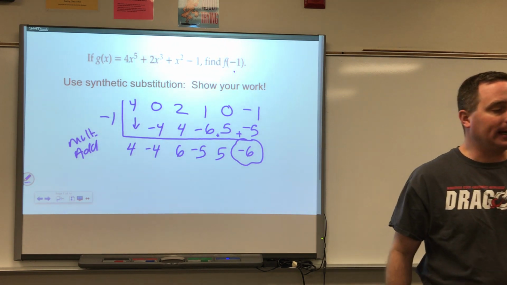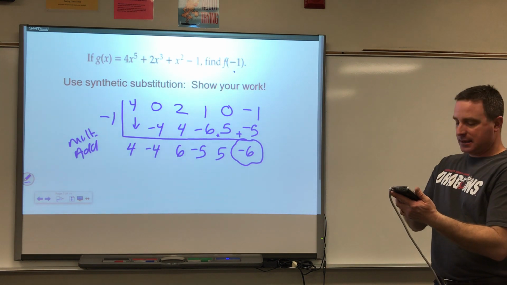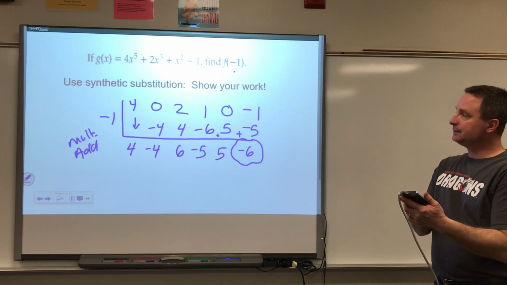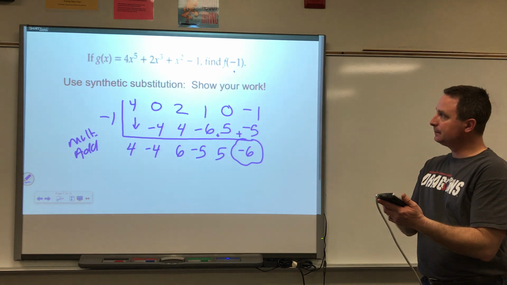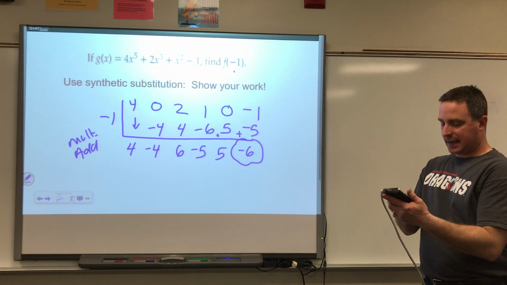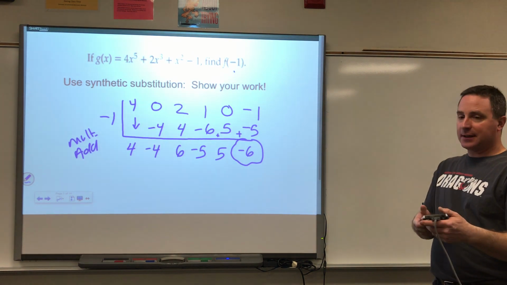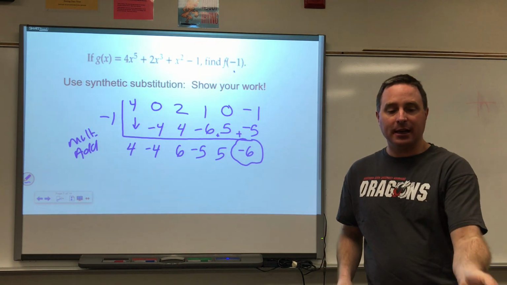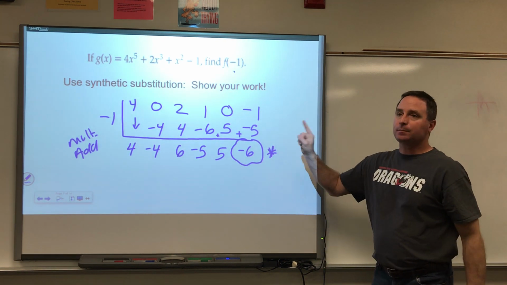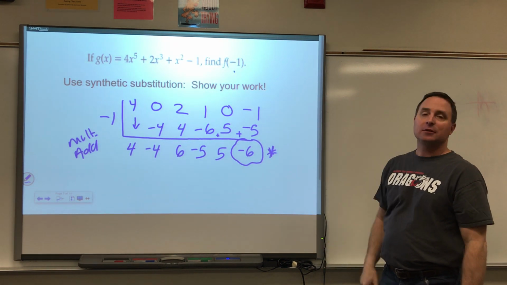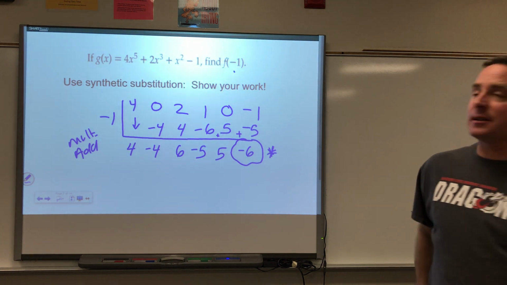Once again, I can certainly check that by using my calculator. If I type this in, I get 4 times negative 1 raised to the 5th plus 2 times negative 1 raised to the 3rd plus negative 1 squared minus 1. If you did that on your calculator, it would tell you negative 6. So again, use your calculator as a check, but make sure on your homework assignment you show your work by using synthetic substitution. That demonstrates the remainder theorem.